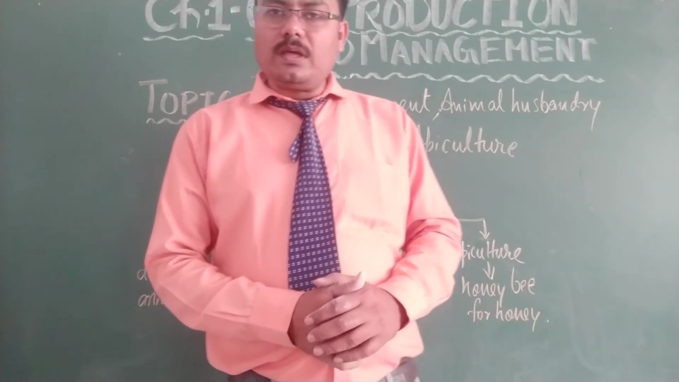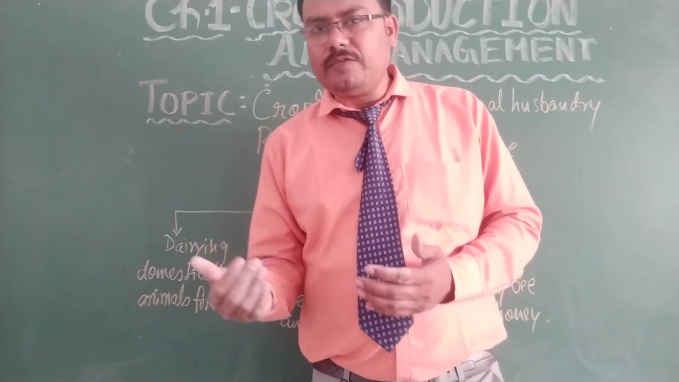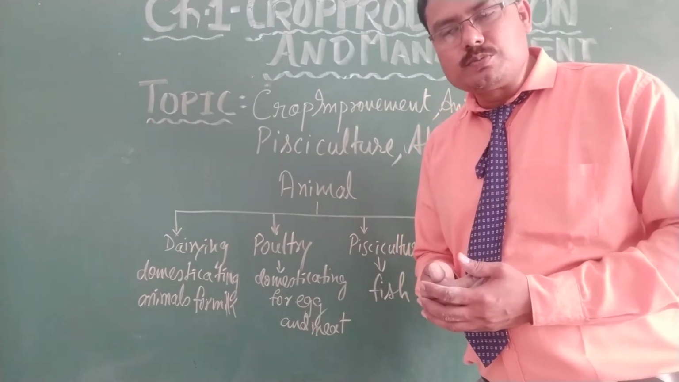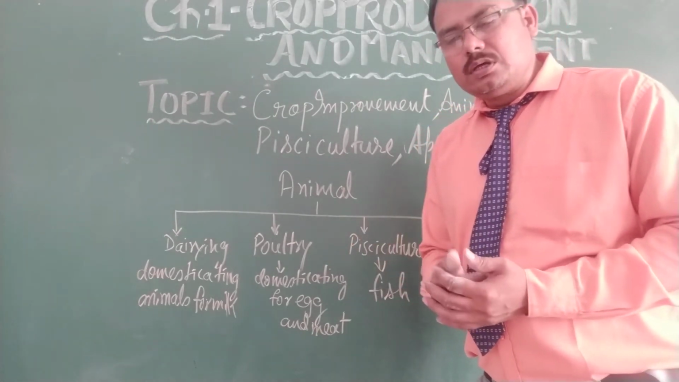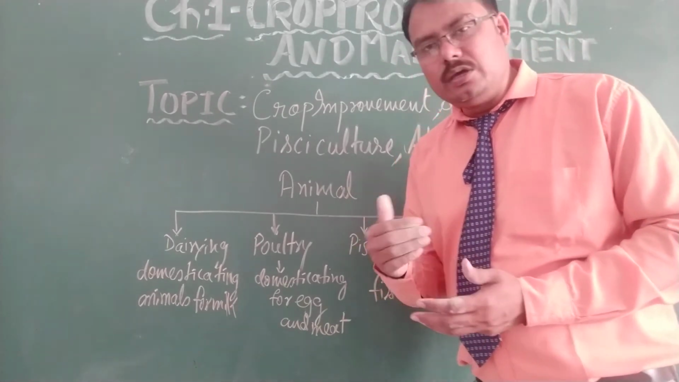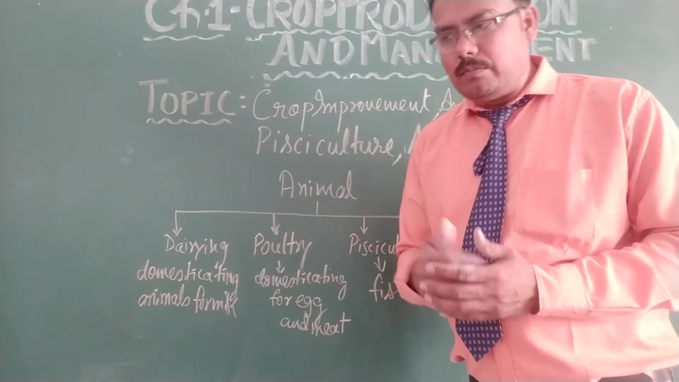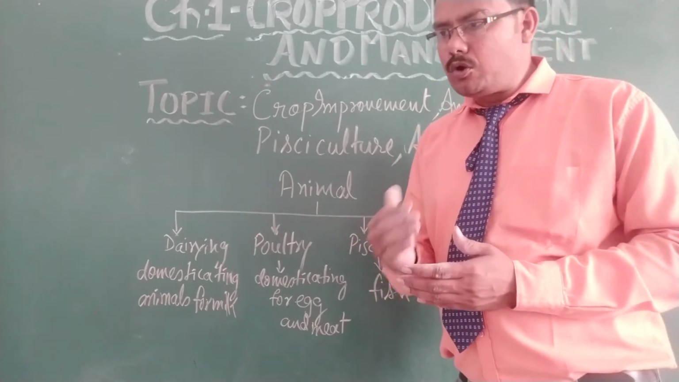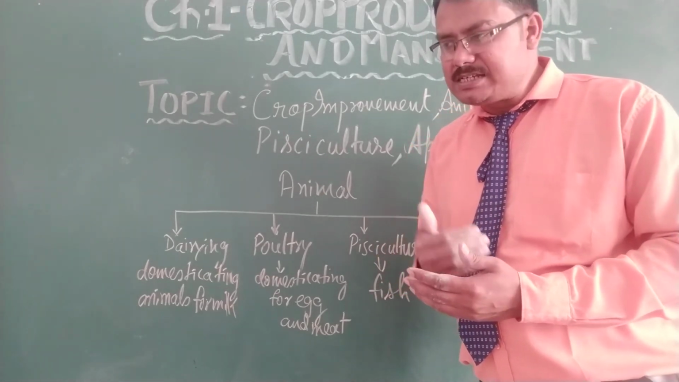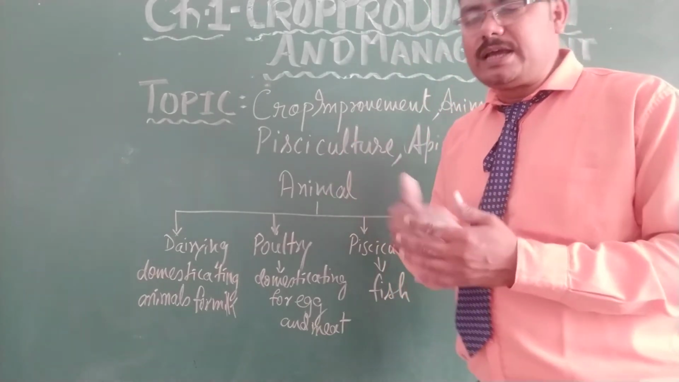So students, after sowing the seeds, there is a requirement of irrigating the farm, because the seeds need water. Providing water to the soil is called irrigation. Then after irrigation, we do the manuring, adding fertilizer, because the crop needs various types of minerals and nutrients for proper growth. So for proper growth, we apply the fertilizer.